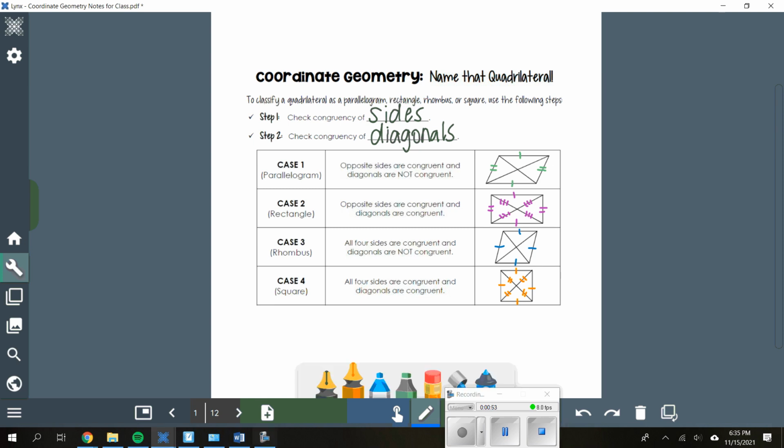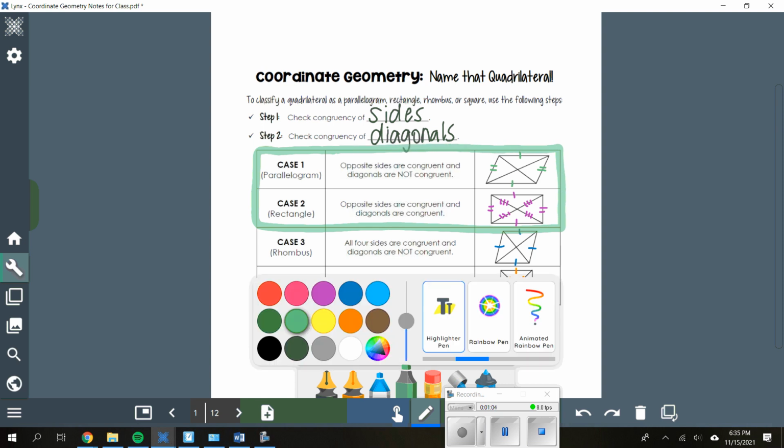So I like to think of these broken up into 2 clusters. Case 1 and 2 come together, because in case 1 and 2, my opposite sides are congruent. So I'm just deciding, are my opposite sides congruent, or are they not congruent? My opposite sides are congruent in my first 2 boxes. From there, once I know that I'm choosing between these 2, I just need to check my diagonals. It's a difference between your diagonals being congruent and not congruent. Your diagonals are congruent here. In case 1, in a parallelogram, they're not.